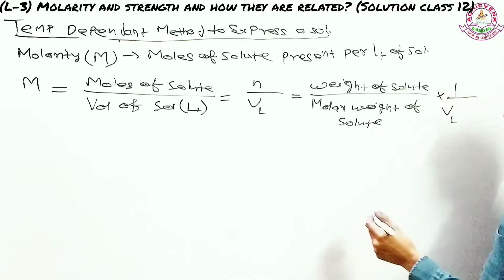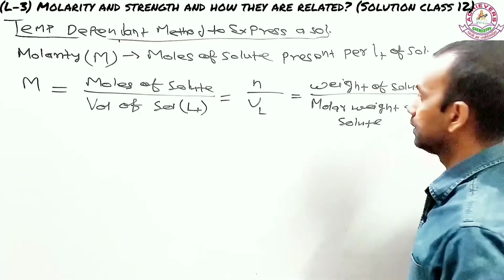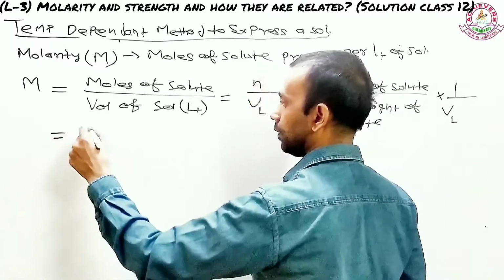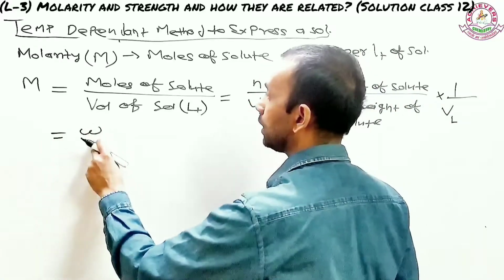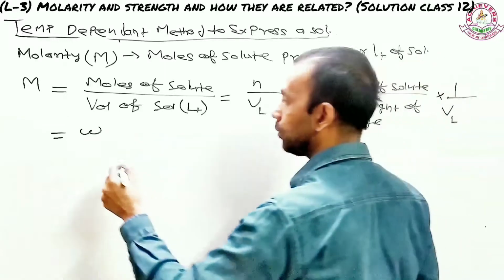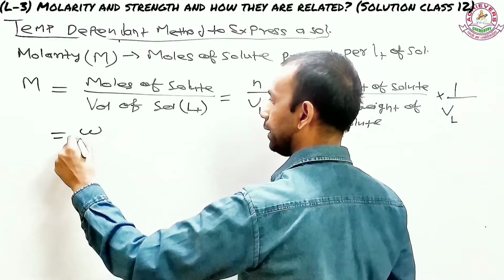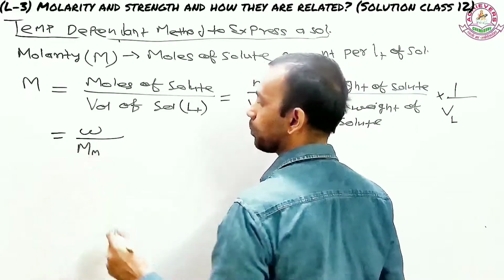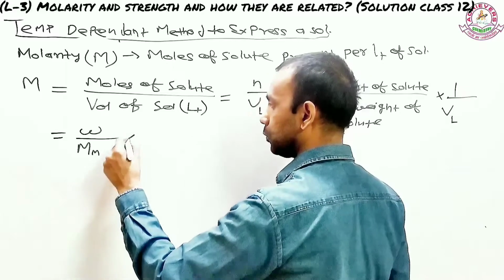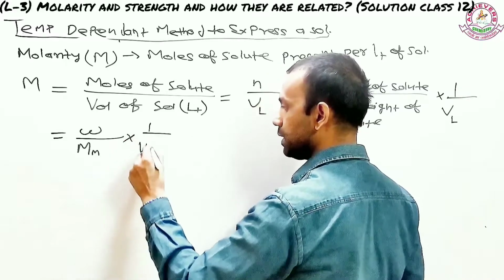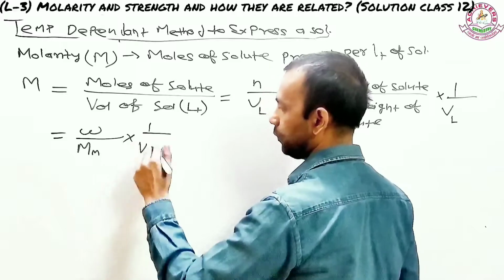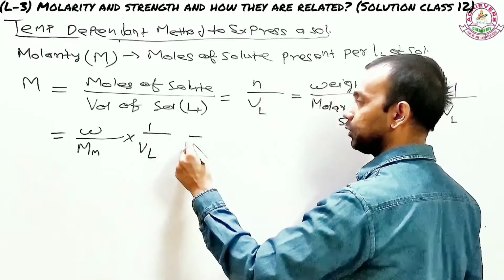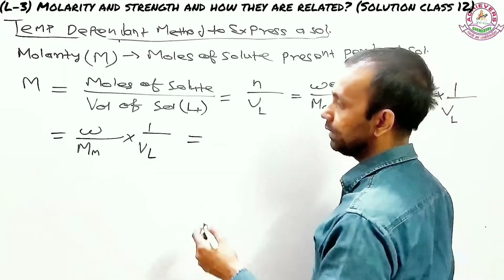Let's make it a bit more simple so that you can easily understand. So I'm taking it like this. So this is going to be W, which is the weight of solute. So W divided by molar weight, which you can represent as MM, molar mass or molar weight, into 1 by V in liter, volume of solution in liter. Let's make it a bit more understandable and very easy.